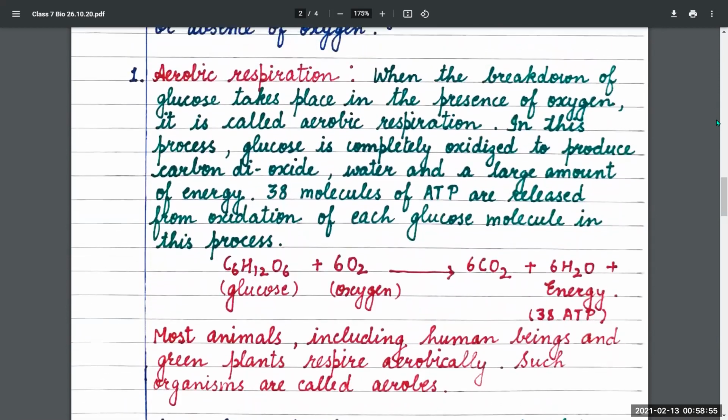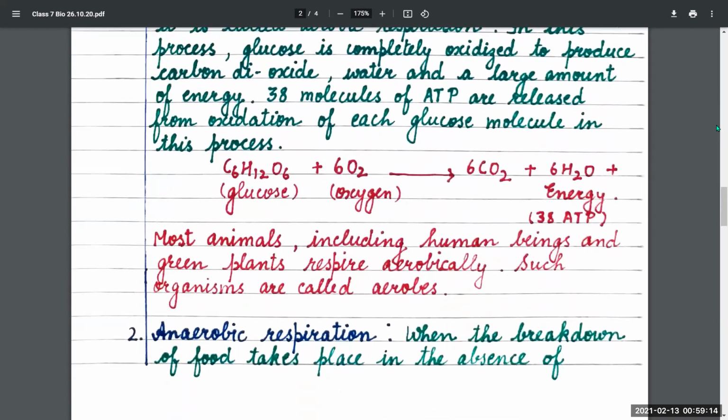Most animals, including human beings, and green plants respire aerobically. Such organisms are called aerobes.